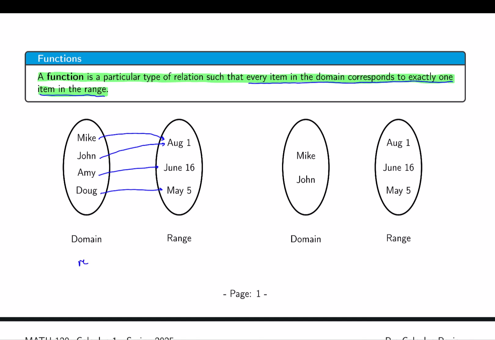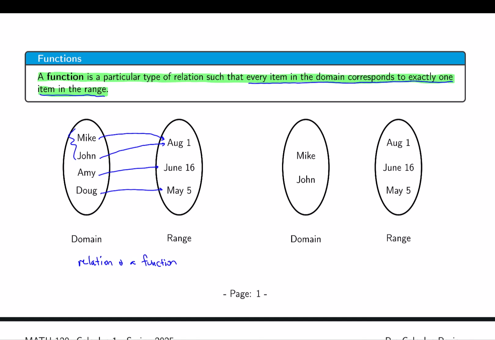So this is a relation and a function, because every item in the first set corresponds to exactly one item in the second set. And it doesn't really matter that John and Mike here correspond to the same date over in the second set. That's fine. Each item in the domain has to correspond to exactly one item in the range. All right, let's go over to this next example.